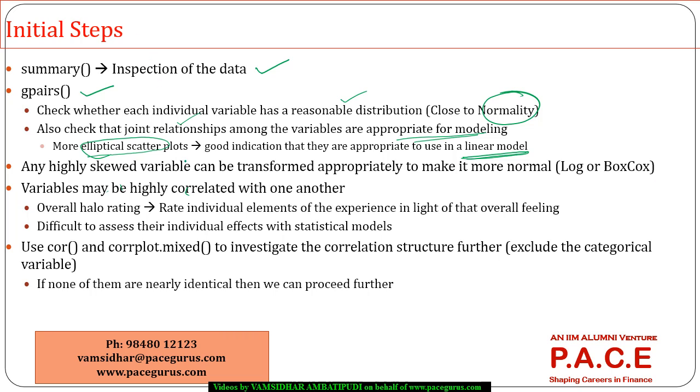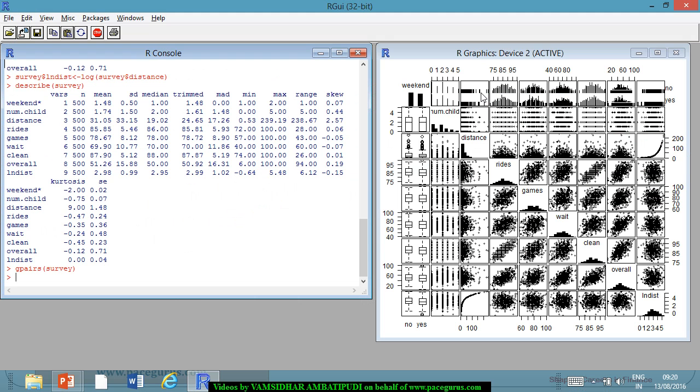So a few things: if any variable is highly skewed, in our case distance was highly skewed, I have done the appropriate transformation. Right now I have done the log transform, but I could have tried the generalized Box-Cox transformation as well, where any other value of the lambda is very much possible. And when I am looking at correlation between them, they may be highly correlated with one another. Majority of the times here you could see very high correlations existing between the variables.